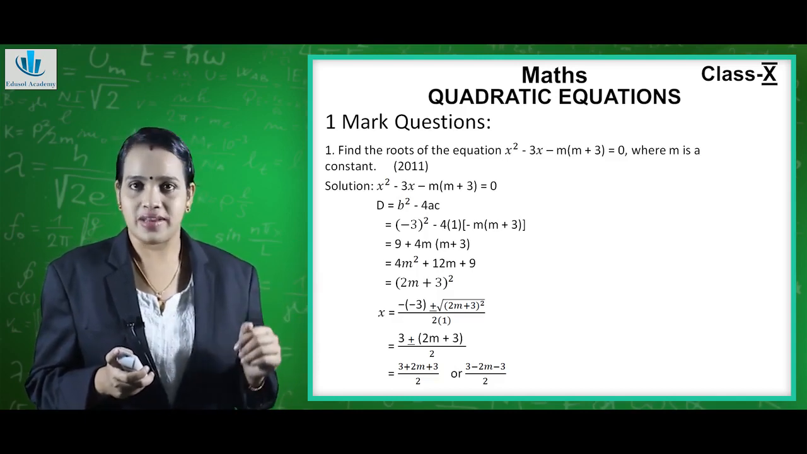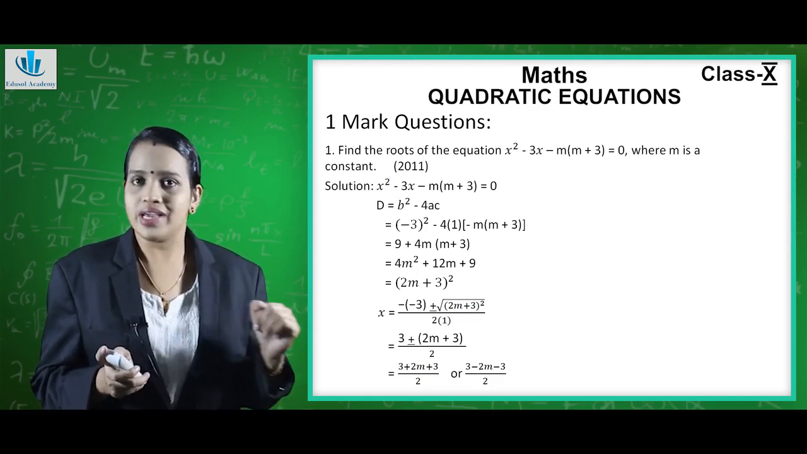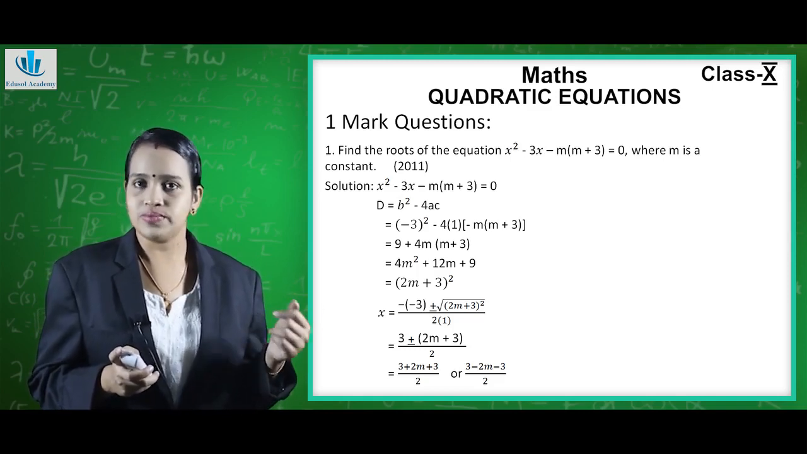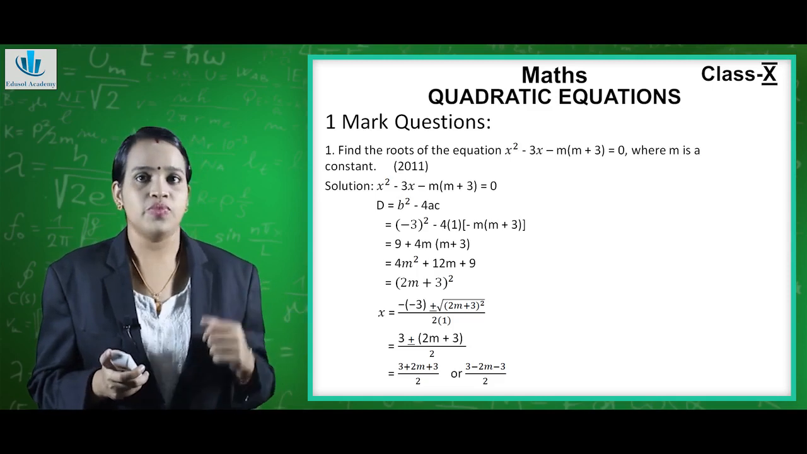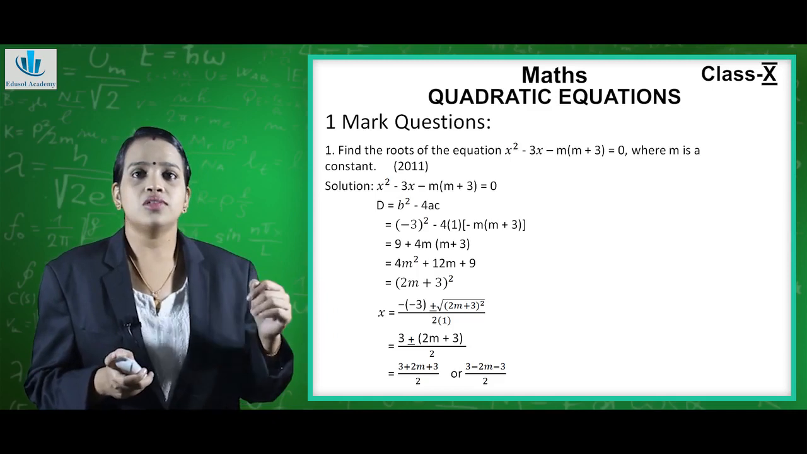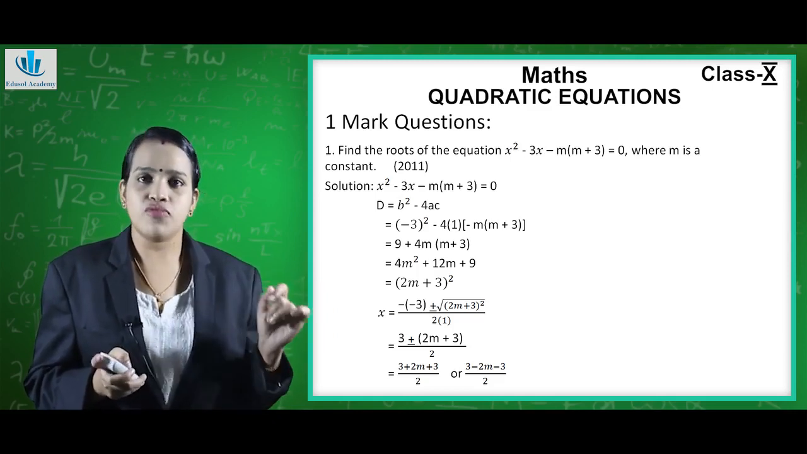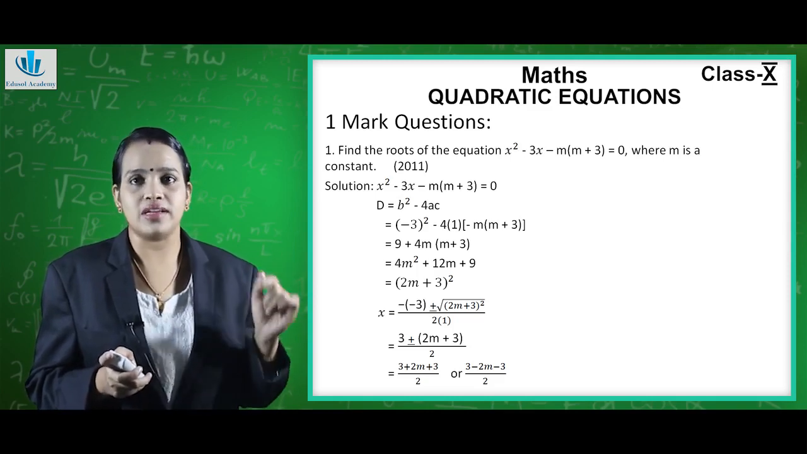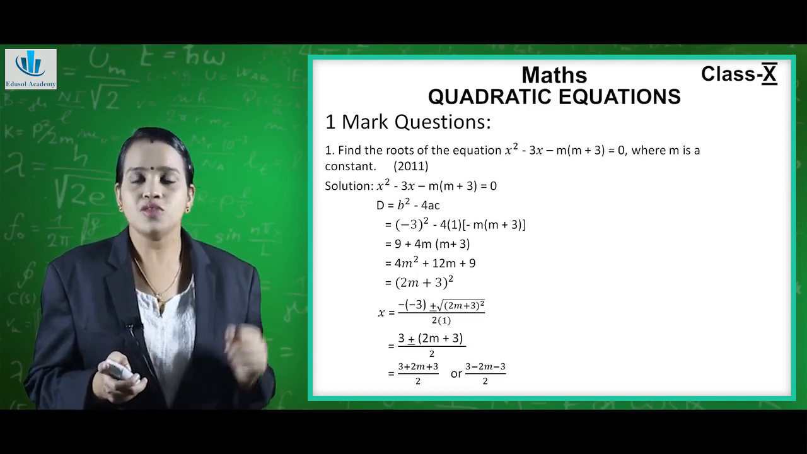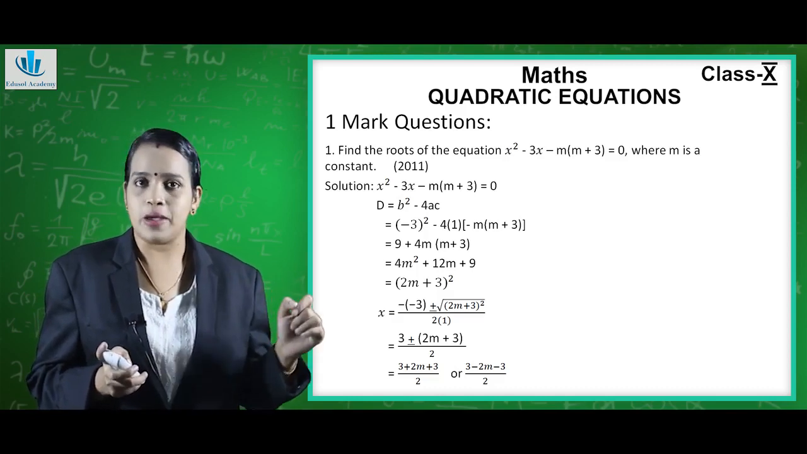Now x raised to 2 minus 3x minus m into m plus 3 is equal to 0. We know D is equal to b raised to 2 minus 4ac. Now we know the values of a, b and c, so we can directly put the values. b is nothing but minus 3, so minus 3 raised to 2 minus 4 into a, which is the coefficient of x square, that is 1, so 4 into 1, and our c is minus m into m plus 3, so we write here minus m into m plus 3.